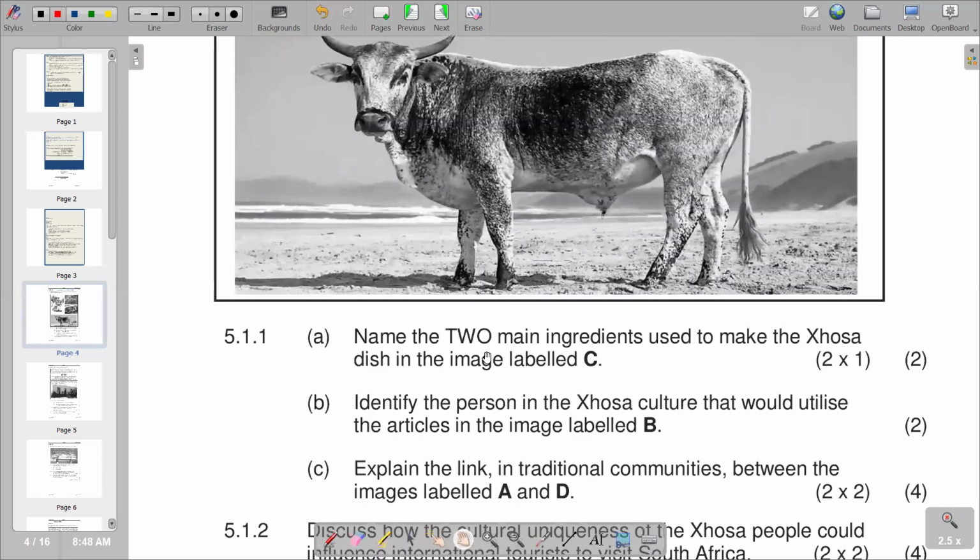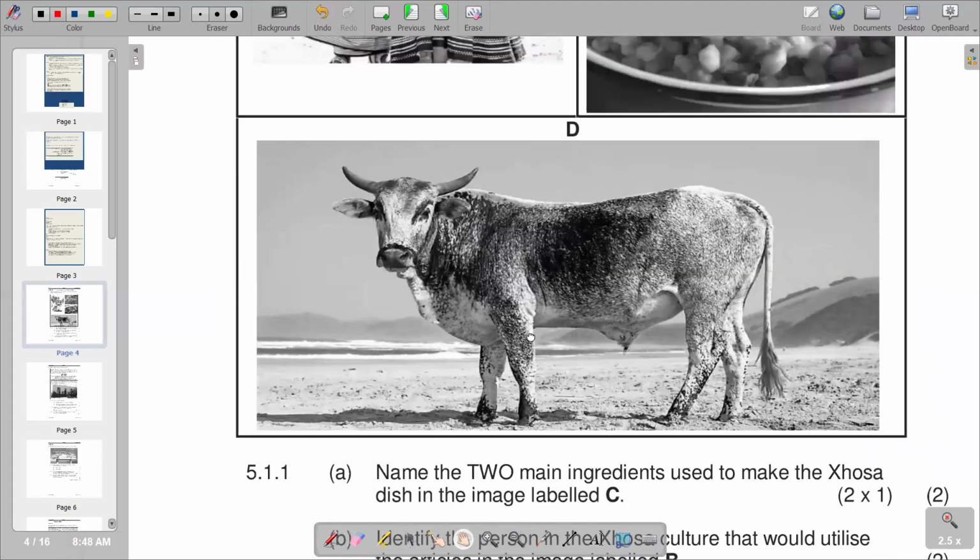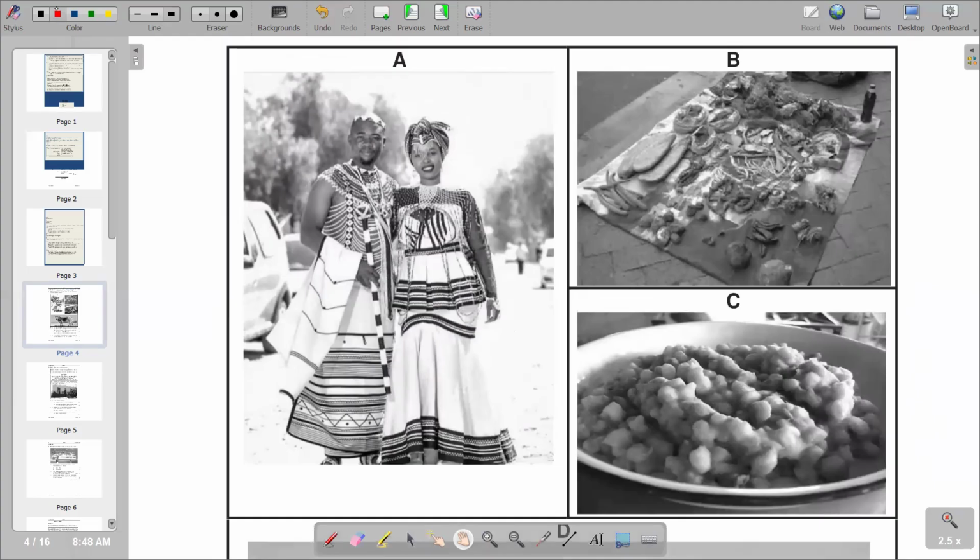And the first question reads, name the two main ingredients used to make the Xhosa dish in image C. So we can look at image C. This is an indication of our image C. So the question is asking us for ingredients that are used to make image C. You see that obviously we have beans inside, and also samp is inside our image C. Remember, samp is described as food made from dried corn kernels that have been pounded and chopped until broken. So we are saying samp and beans is our response for our first question.